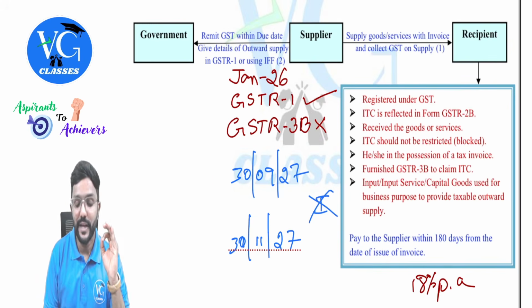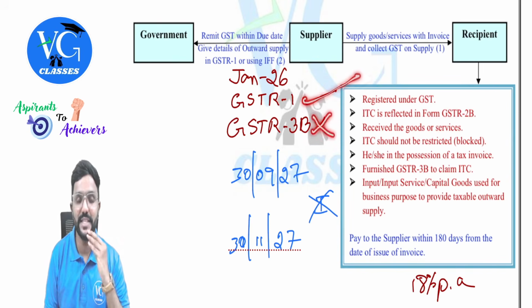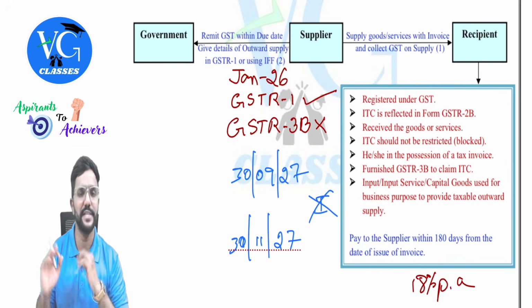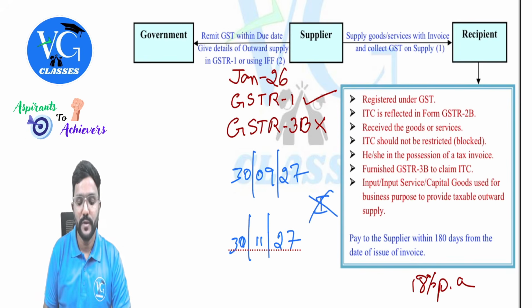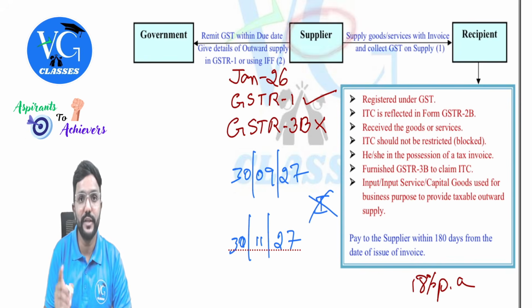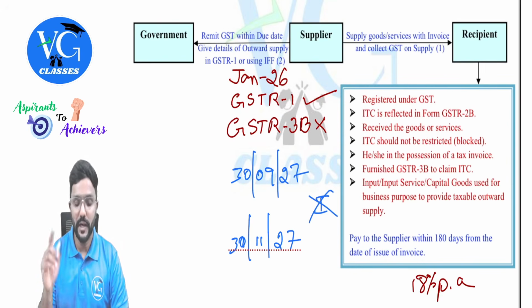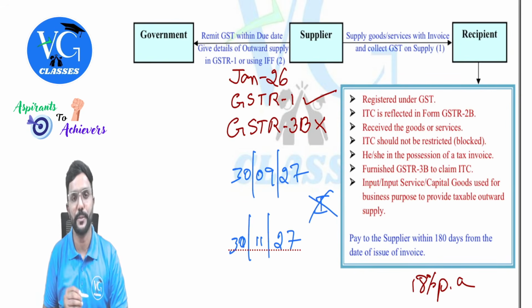So, the supplier filed GSTR 1, but he didn't file GSTR 3B for January. So, the recipient has also already claimed credit because all the conditions were satisfied. So, actually the due date to file GSTR 3B for January is 20th February. But the government is telling, as per rule 37A, wait till 30th September of the next financial year.